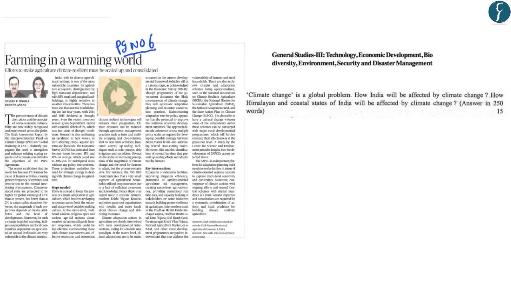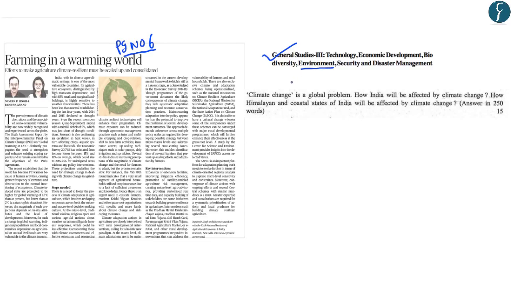This article on page number 6 talks about the impact of climate change on agriculture in India and what are the measures that are required to be taken by the government in order to make the agriculture climate change resilient. So this forms an important part of the General Studies paper 3 under the topic environment.